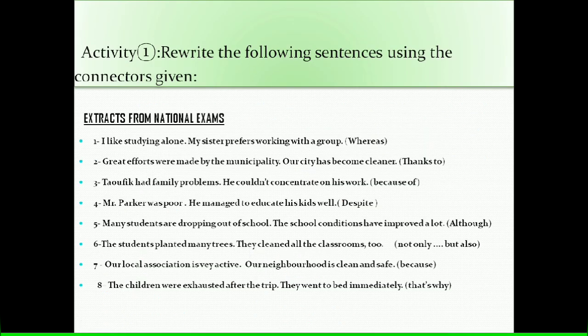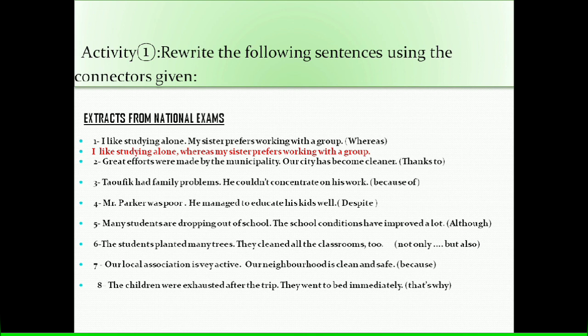Now, we have another exercise. Rewrite the following sentences using the connectors given. First one, I like studying alone. My sister prefers working with group. Whereas, what do you think is the answer? Very good. I like studying alone, whereas my sister prefers working with a group.